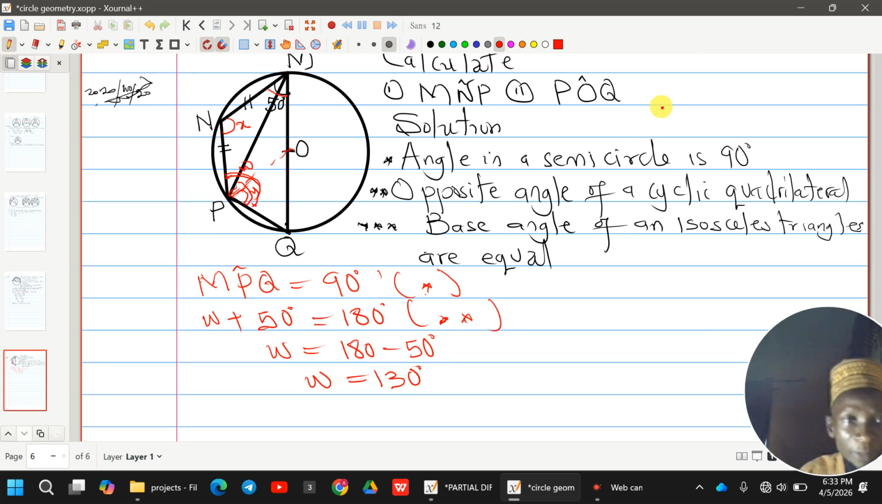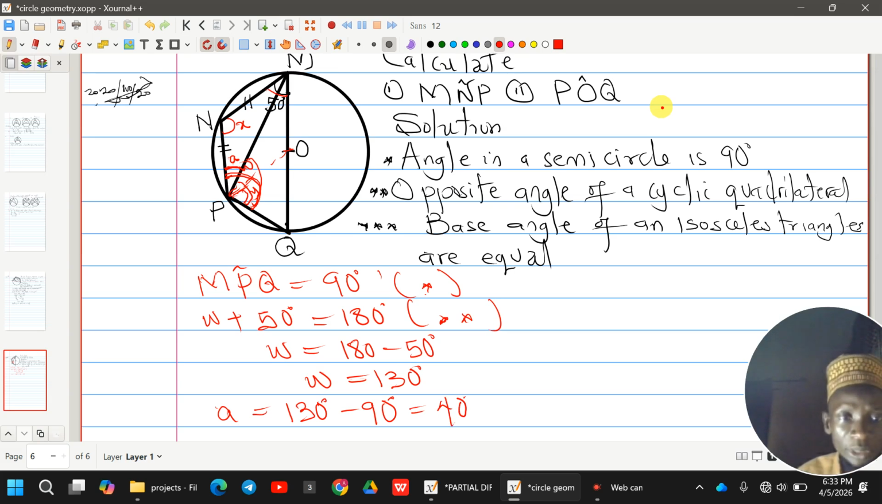So the whole of this one is 130 degrees, but from here it is 90 degrees. To get the small portion of this one, let me call it A. My A is equal to 130 minus 90 degrees. So this one will be 40.